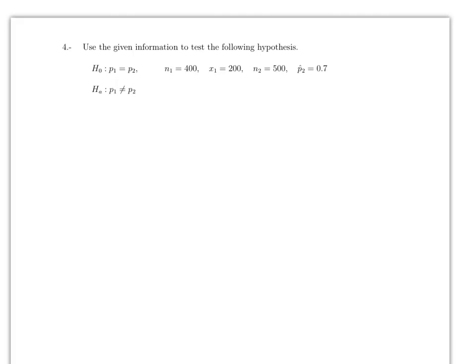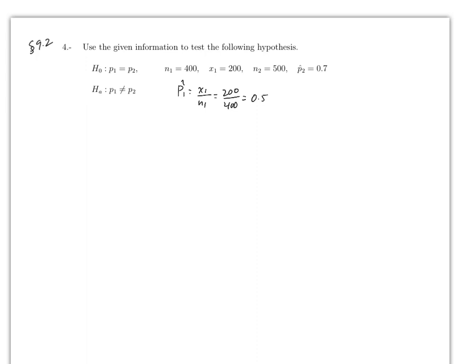Question number 4 is from section 9.2. The claim is to check if two proportions are the same or if there is a difference between two proportions. This problem requires 6 data points of information. You only have 4. You need to find 2 more. You are missing P1 hat, and to find that, this is x1 over n1. It's 200 over 400, which is 0.5.